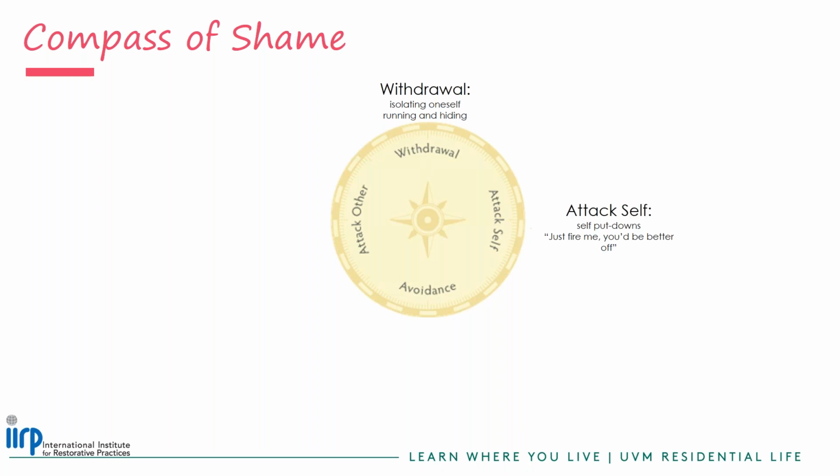There's also attack self, which tends to be self put-down. That's the RA that messes something up and then says, just fire me, you'd be better off. Or the resident that says, you should just kick me out of school then, I really screwed this up. Then avoidance, which is really thought of as denial, refusing or failing to see an issue. That might be the resident that says, I don't know what the big deal is around me drinking in my room. Oh, I don't think there's an issue about me violating quiet hours.